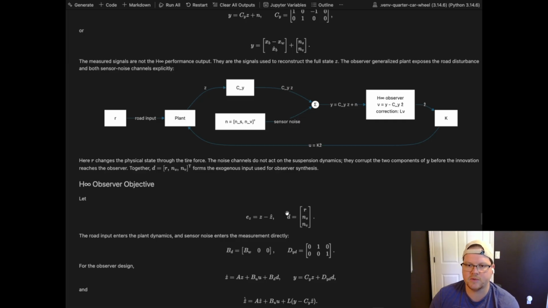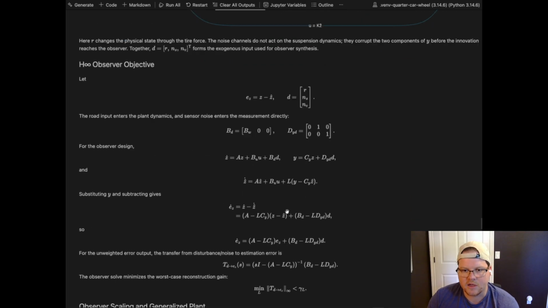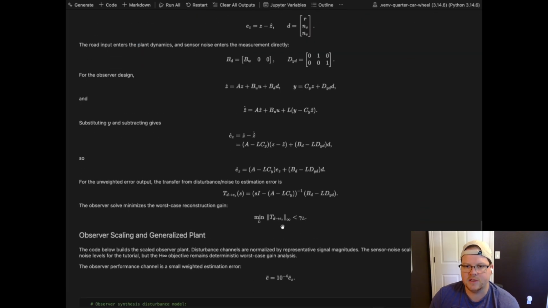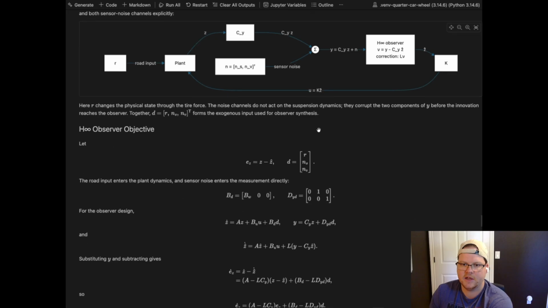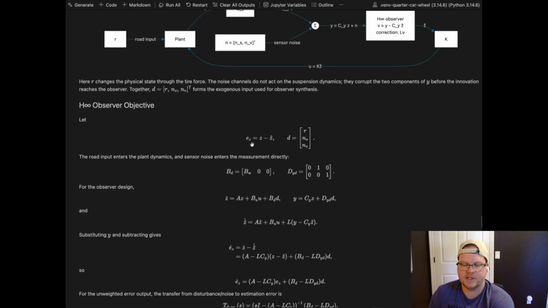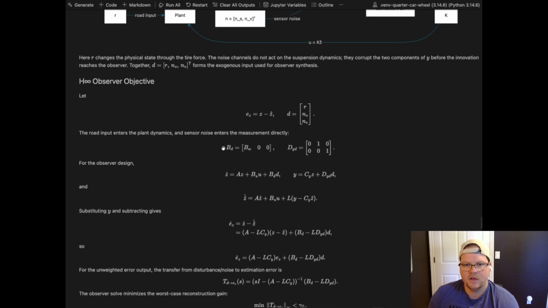Again, the same gain. So we're actually going to be jumping ahead a little bit here, but from D to EZ. So the worst case gain of the transfer function, again, on this output side from D to EZ. EZ is what would be the actual plant state minus the estimated Z hat state. And our disturbance vector is made up of the road disturbance and the noise of the suspension sensing and the velocity of the body. So, okay.